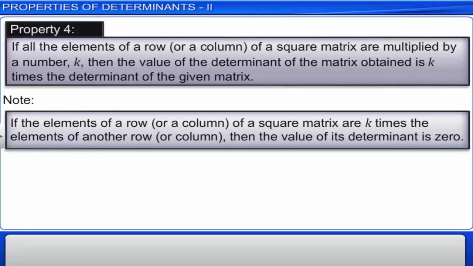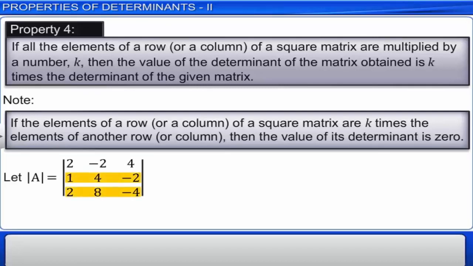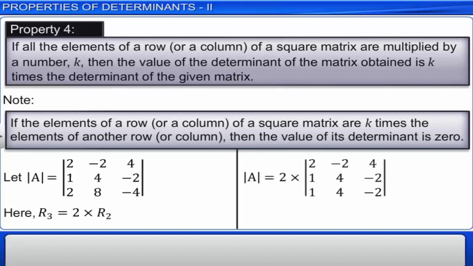Let's verify this result with an example. Consider determinant A, such that its second and third rows are proportional. Here, each element of the third row is 2 times the corresponding elements of the second row. Now, from property 4, on taking 2 common, determinant A can be written as 2 times the determinant whose second and third rows are identical.